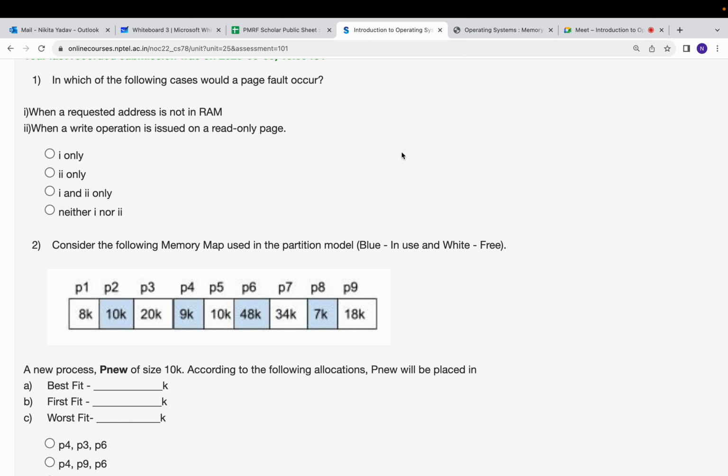The second is saying when a write operation is issued on a read only page. So here also, when your process is trying to access memory, the virtual address is translated to a physical address. For that, the MMU does the translation, and the MMU also checks the page permissions. So if you are trying to write into memory, like a store instruction, at that time the page protection bits are checked to see whether the page is writable or not.